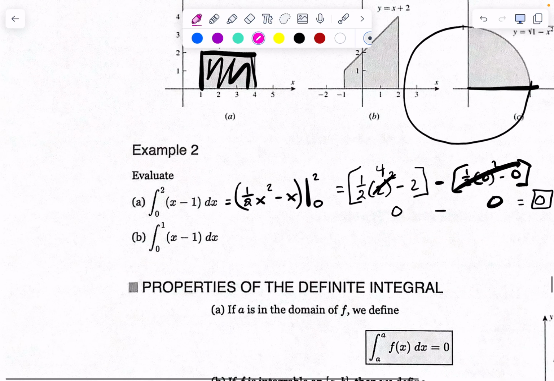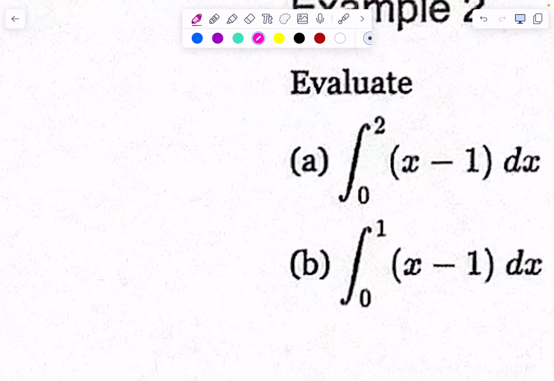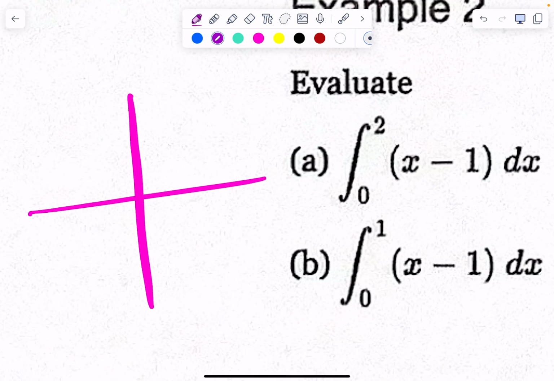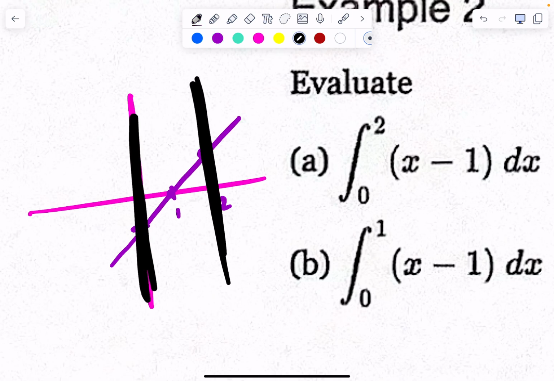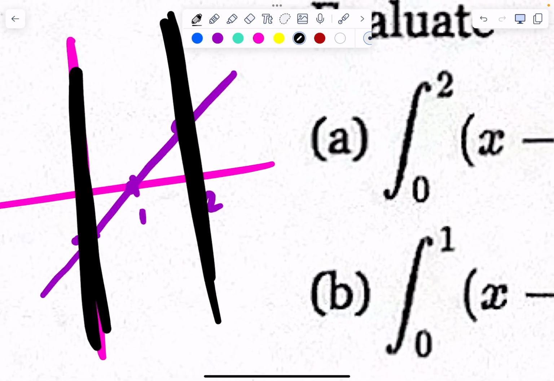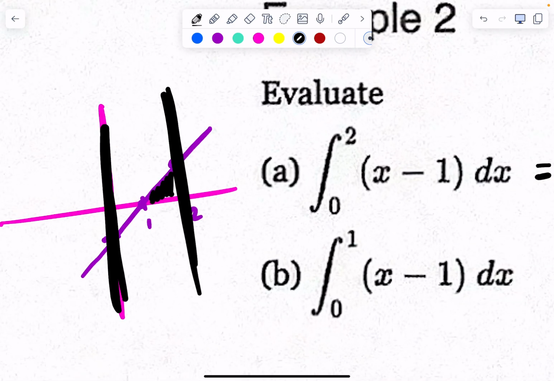Okay, so here's the deal. This is how this works. If I graph x minus 1 as a linear function, it's down here at -1, and it goes up 1 over 1, up 1 over 1. So this is 1, this is 2, and here's where my function goes, and I'm trying to find the area in between here. So I'm looking at this area bounded here and this area bounded here. This is a positive area. This is a negative area.